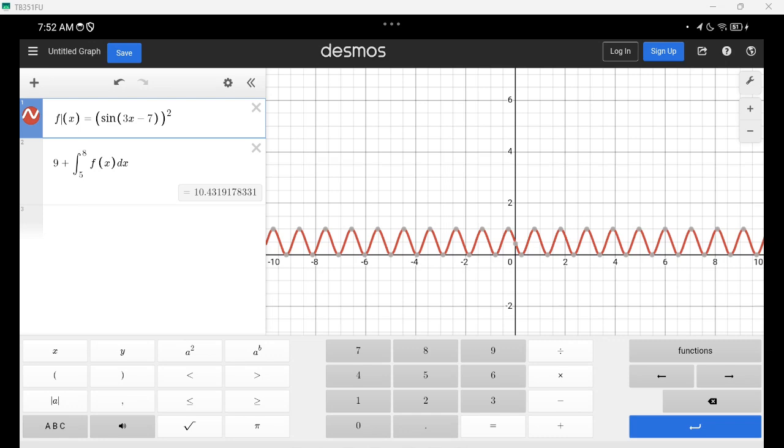Okay, using either your calculator or Desmos, you try that second example.